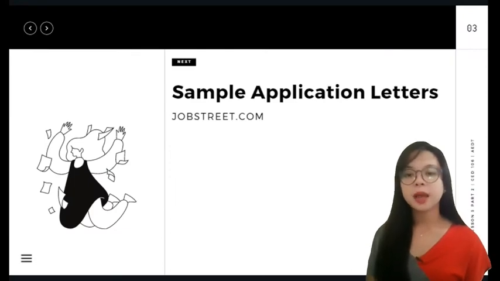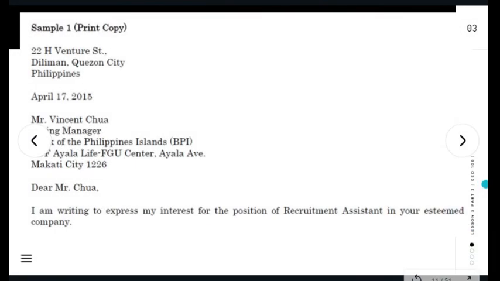So here are some application letters from jobstreet.com. Let me read it for you. So this is sample 1, 22H Venture Street, Diliman, Quezon City, Philippines. April 17, 2015. Mr. Vincent Chua, Hiring Manager, Bank of the Philippine Islands or BPI, 12th floor, Ayala Life, FGU Center, Ayala Avenue, Makati City, 1226. So this is the first address that you can see is actually your address as an applicant, and the second one is of course for your employer or for the company that you are applying to.